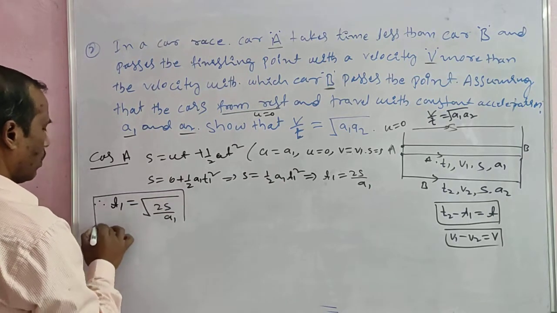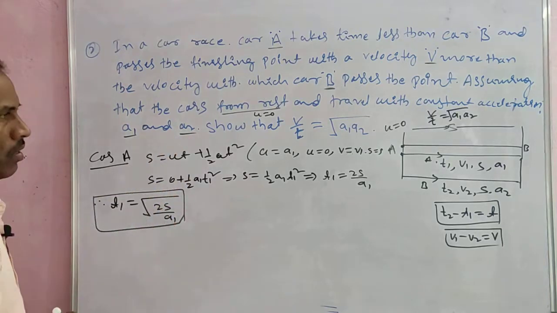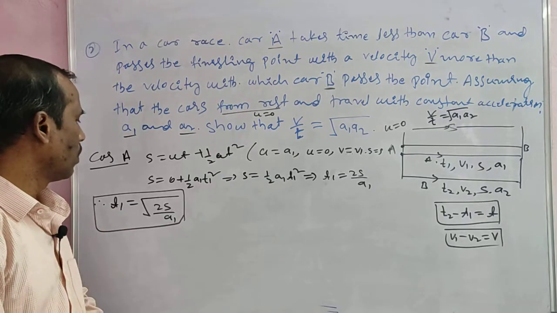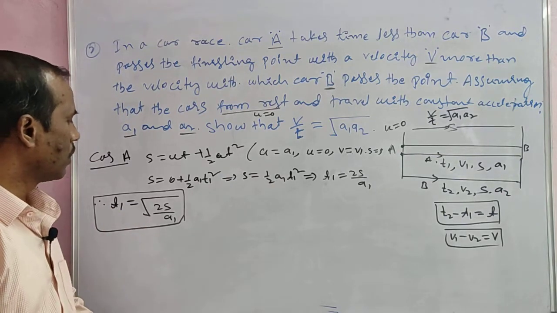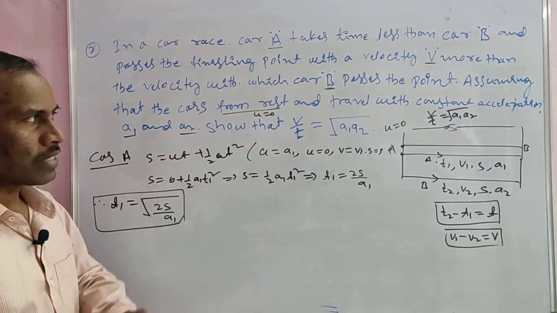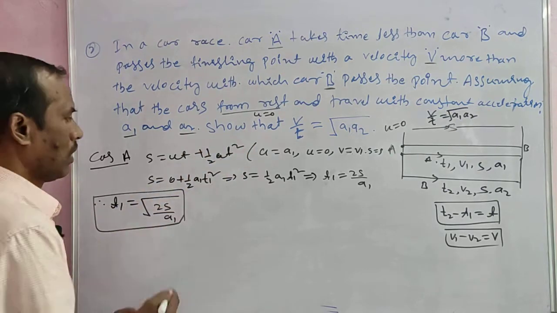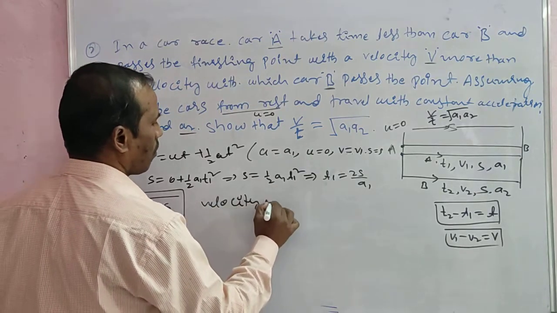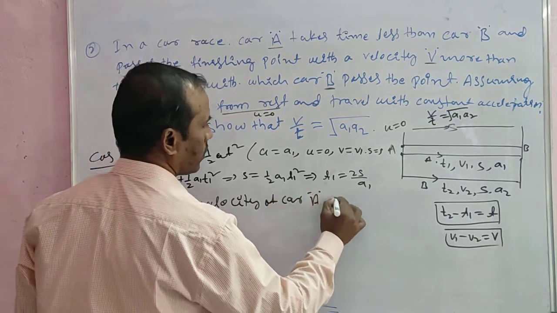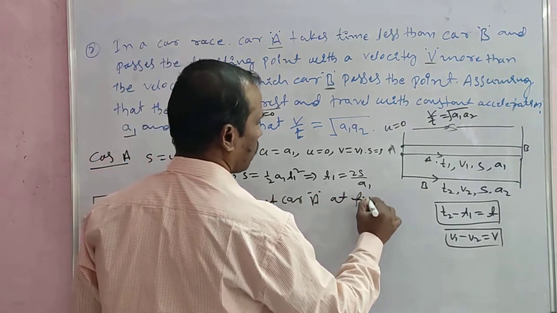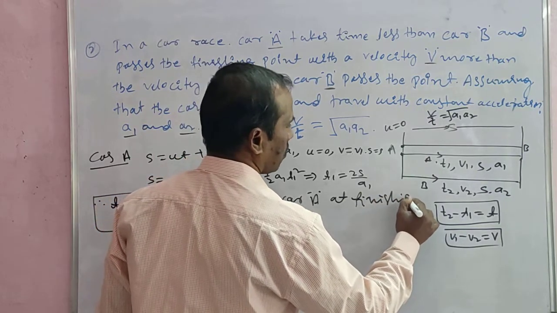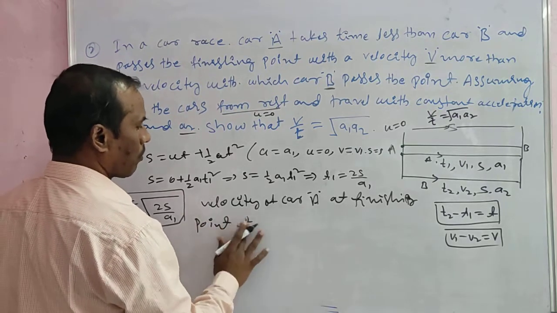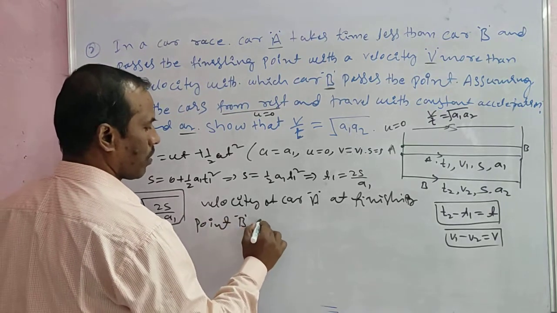This is the time taken by the car to reach the finishing point B. T1 is equal to the square root of 2S by A1. Next, the velocity of car A at the finishing point B, V1.